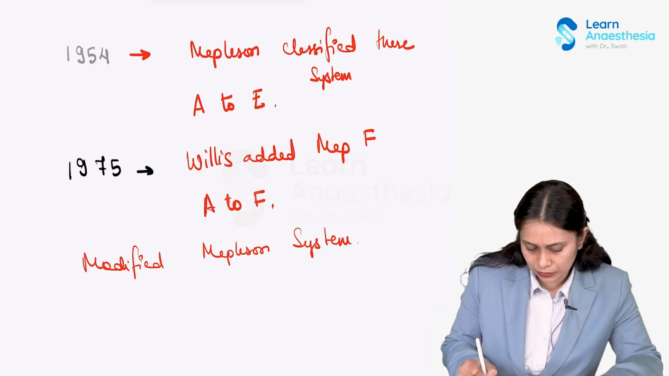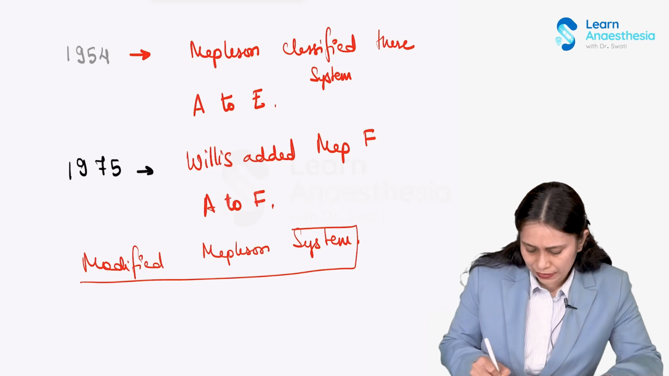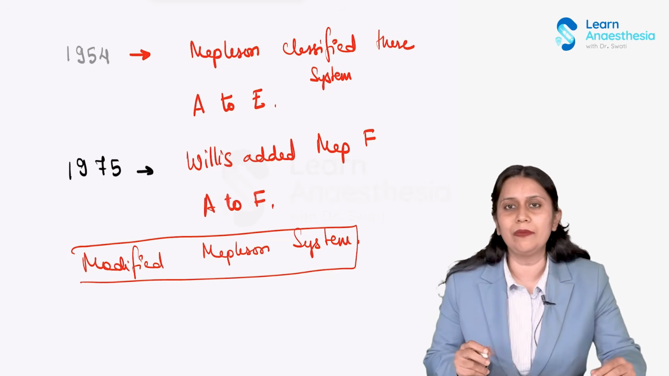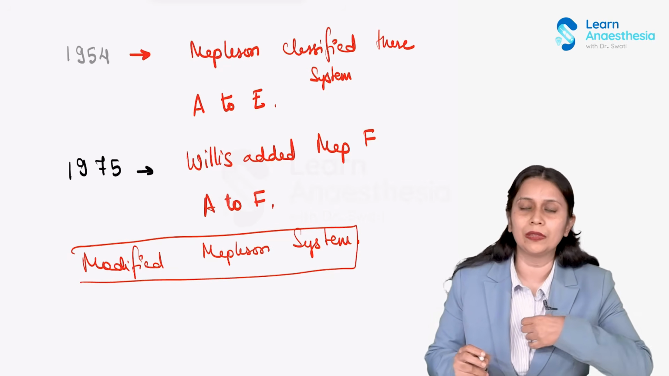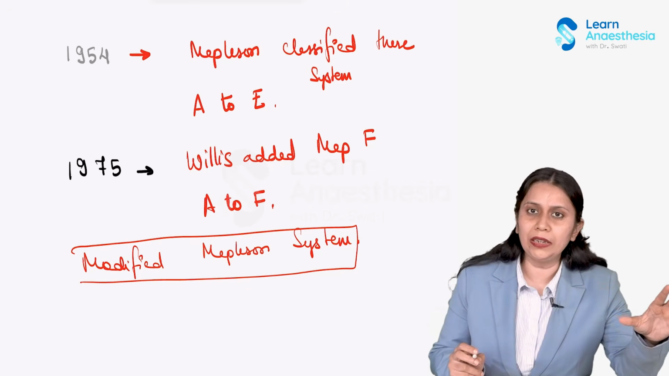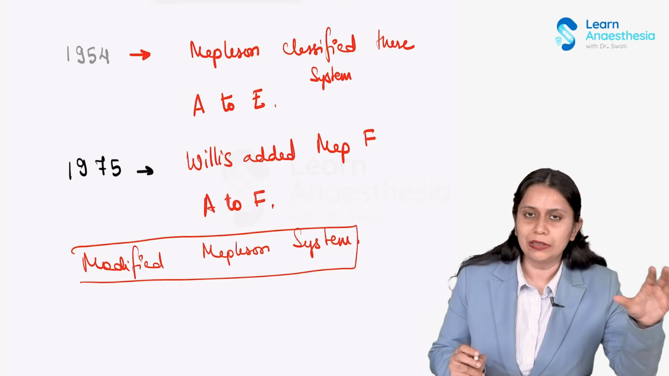Okay. Now, what is the similarity in all the circuits which come under modified Mapleson system? Now, all these circuits have the same components. The parts of the circuit are the same.